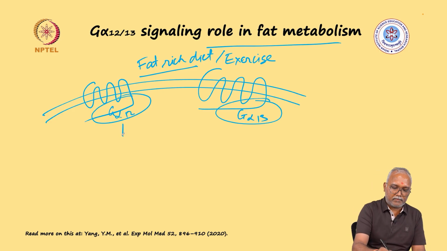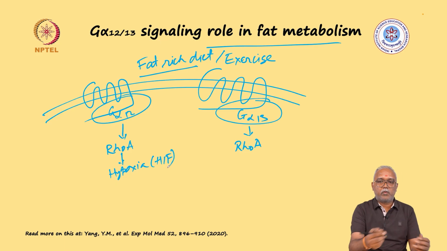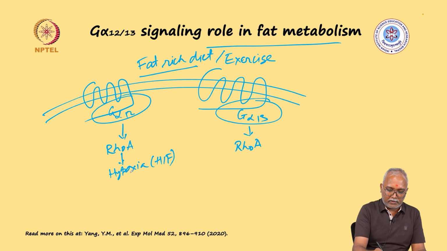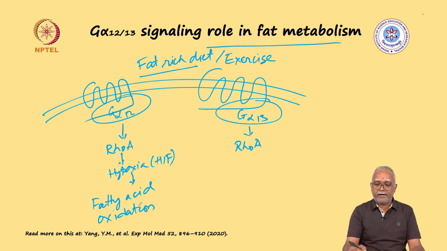As we have understood, the first set of molecules which will be activated are RhoA GTPases downstream of these. Then here some of the hypoxia factors are activated, because when you are under exercise you may face a hypoxia-like situation. Eventually what it will translate into is fatty acid oxidation for energy providing.